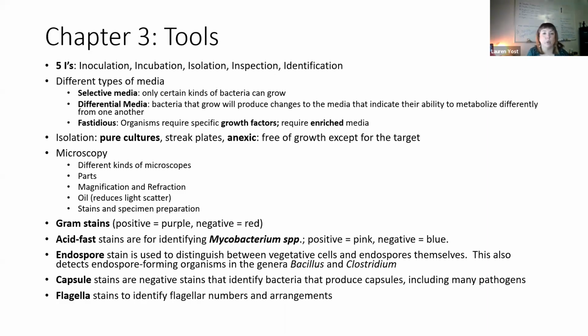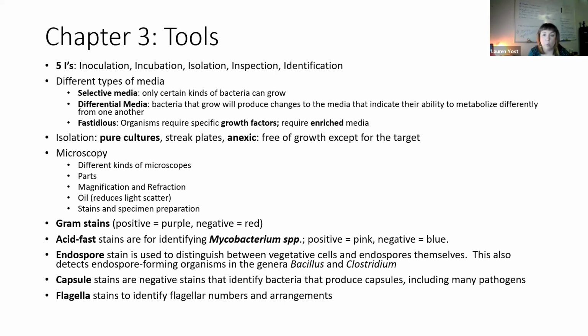All right, guys, let's do a quick review of chapter 3. Chapter 3 was the chapter dealing with the tools of microbiology, for microbiologists in general. We talked about the 5 I's. The 5 I's were inoculation, incubation, isolation, inspection, identification. So that's the order as well.